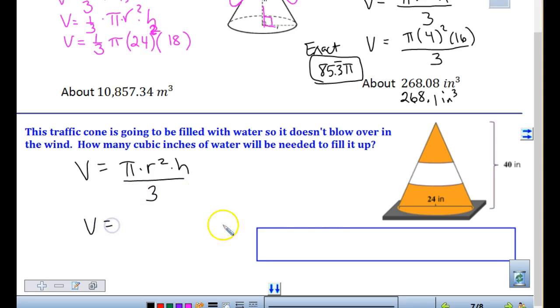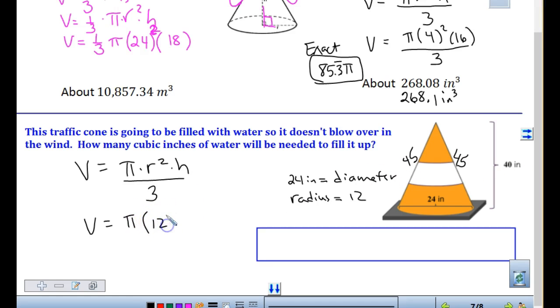Next one down, I'm putting in my length. This 24 is the what? 24 inches is the diameter. What do I need in my formula? The radius. So what does our radius equal? 12. Sometimes I might give you that this side is 45, and this is 45, and notice over here I tell you 40. So the question is, what number should I use in my formula for my height, 45 or 40? I should use the 40. So it's going to be 12 squared times 40.